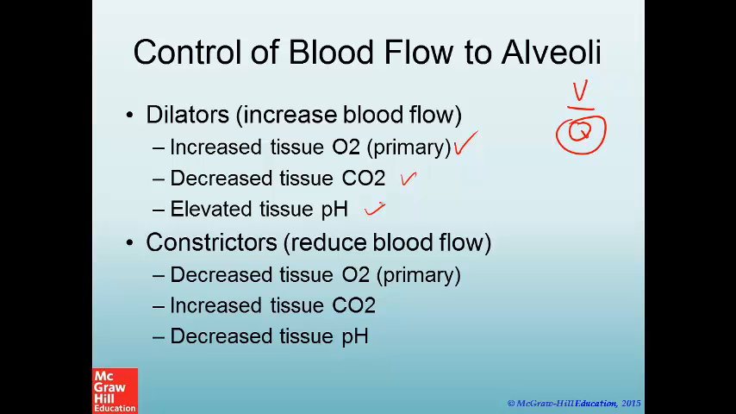So constriction, if you've got an alveolus that is not being ventilated very well, so it's not getting a lot of fresh air, there's going to be a decreased tissue O2 in that area. So you would constrict vessels going to that area because you're wasting blood flow. So you have a mismatch if you send too much blood flow because you're not going to be able to pick up so much oxygen. And of course, CO2 and pH are going to be weaker stimuli.